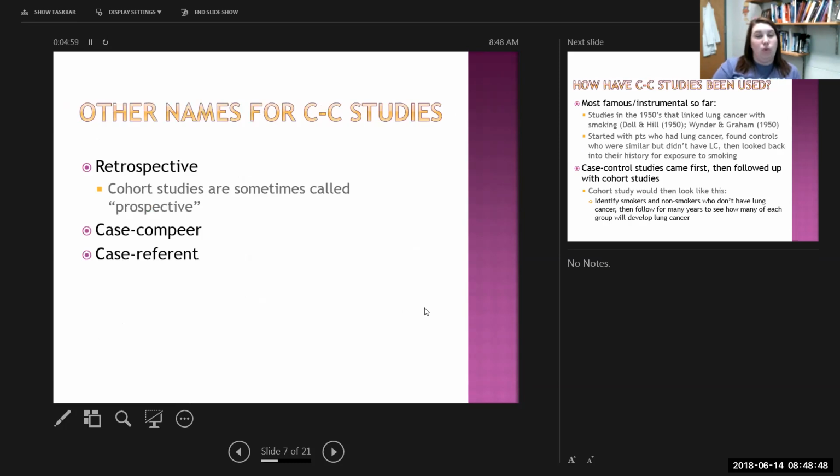Other names for case-control studies are retrospective studies. Again, we said that we are looking back at something, whereas cohort studies sometimes are called prospective studies, where we're looking into the future. Other names for this are case-compare and case-referent.